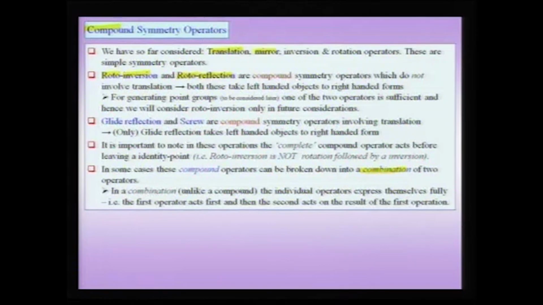It is the translation, the mirror, inversion and rotation. And now we are talking about compound symmetry operators like the roto-inversion and the roto-reflection. It is to be noted that with these symmetry operators, an entire symmetry operation acts before leaving a point. In other words, a roto-inversion is not a rotation plus an inversion. You cannot leave a point after rotation. You will have to start with a point, perform the roto-inversion and then leave a point.